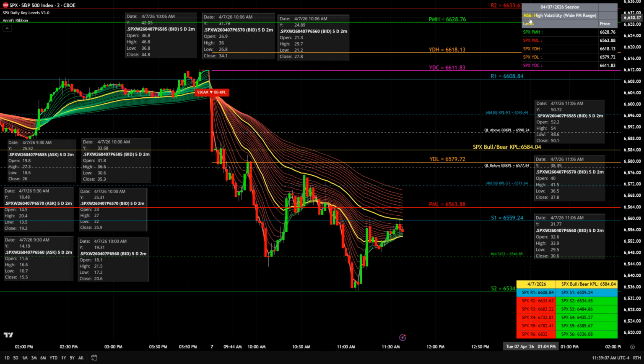What that means is that the pre-market high is greater than yesterday's daily RTH session high, and at the same time, today's pre-market low is lower than yesterday's RTH session low. That RTH session low is the YDL level, the PML is the pre-market low, the YDH is yesterday's RTH session high, and the PMH is today's pre-market high. The YDC level is yesterday's daily close for the RTH session.